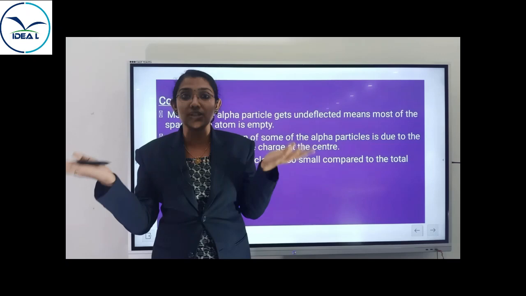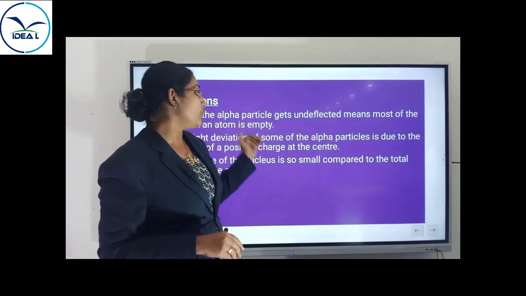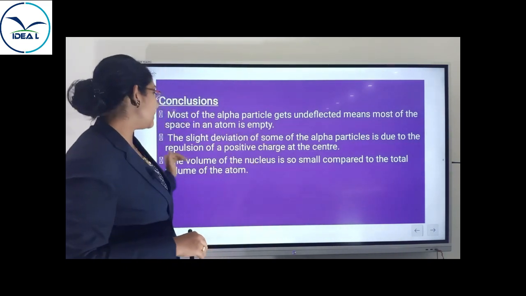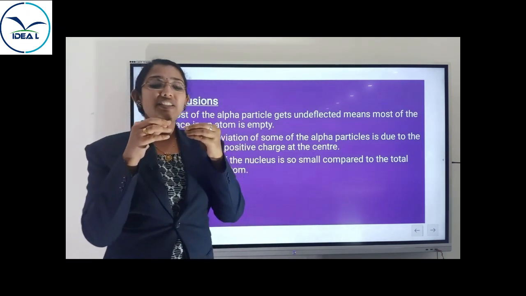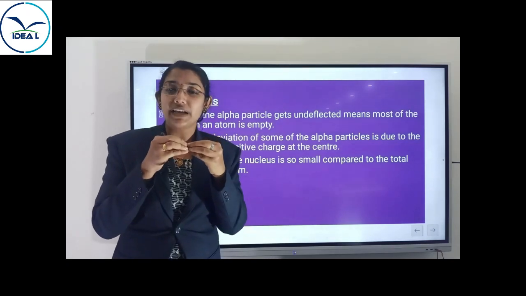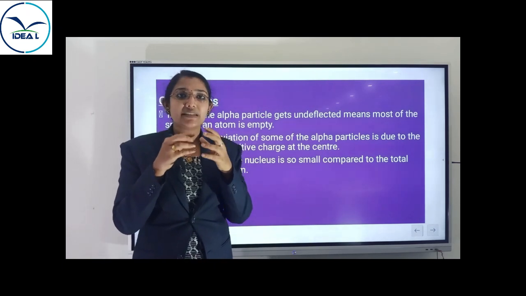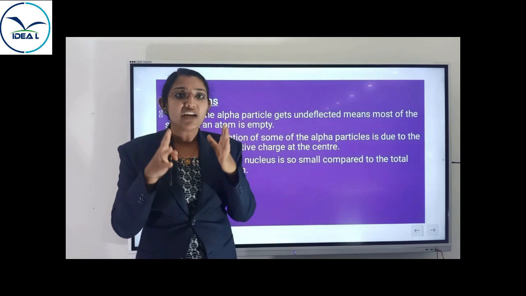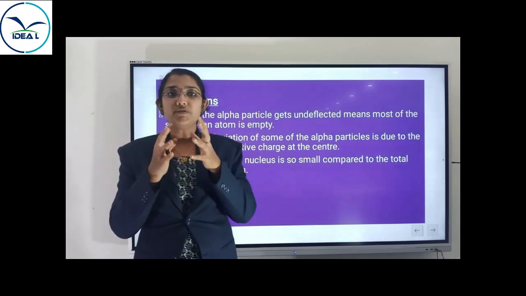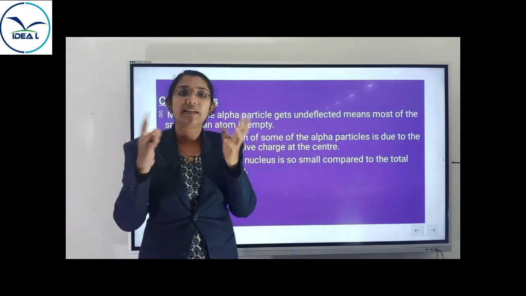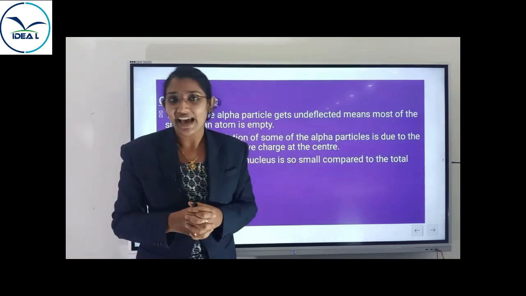Positive charges repel each other. Then the last conclusion is that the volume of the nucleus is very small compared to the total volume of the atom. Before that, I want to say that the positively charged particle located at the center of the atom is known as the nucleus, which means the atom consists of a positively charged center known as the nucleus. The last conclusion is that the volume of the nucleus is negligibly small, meaning very small compared to the total volume occupied by the atom.